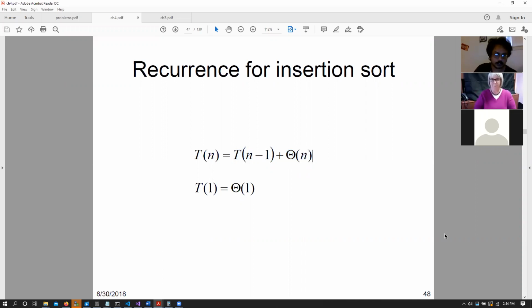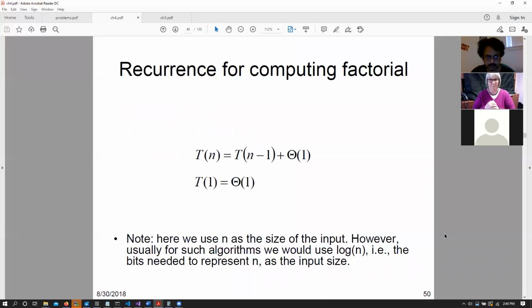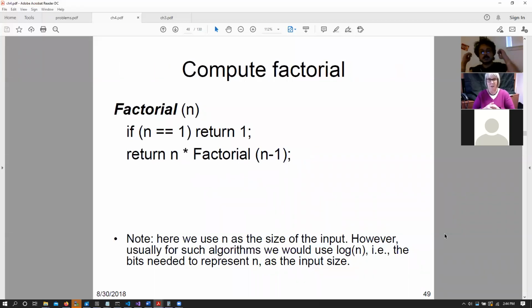Okay. So any questions about the recurrence complexity of merge sort, binary search, or insertion sort? Cool. So we have this particular program that is to find the factorial of a particular number. If n equals 1, we return 1. Otherwise, we return n times factorial of n minus 1.